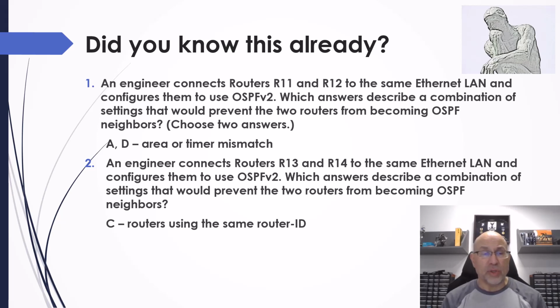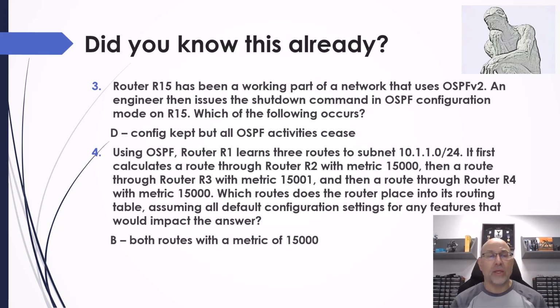All right, question number 2. An engineer connects routers R13 and R14 to the same Ethernet LAN and configures them to use OSPF. No surprise. Which answers describe a combination of settings that would prevent the two routers from becoming OSPF neighbors? Now, this was trying to get after the same topic. Routers using the same router ID will have problems, right? That was the one where they kept trying to be neighbors, but they couldn't because they had the same router ID.